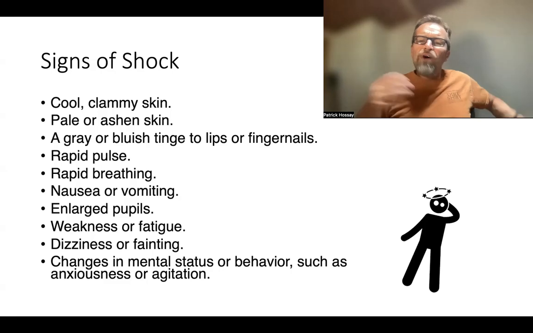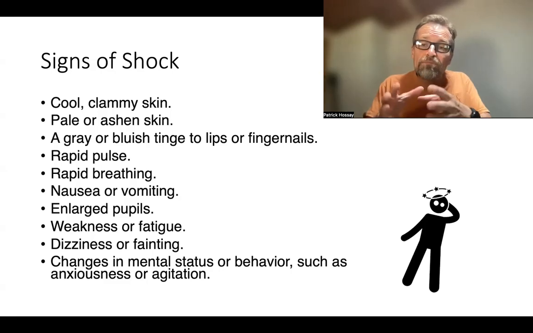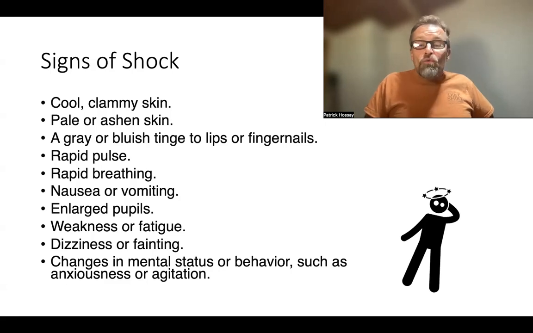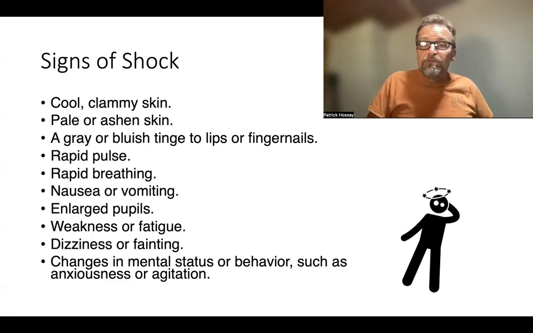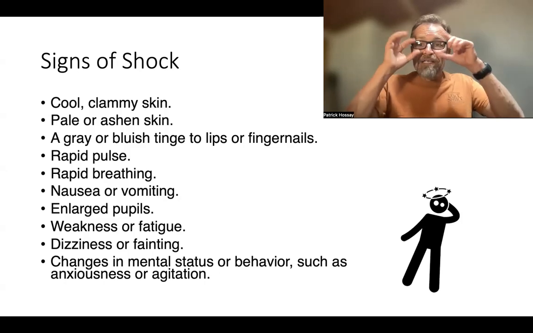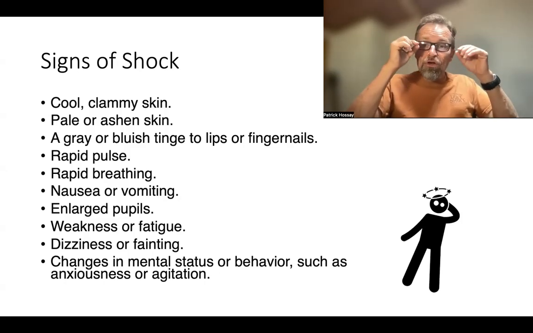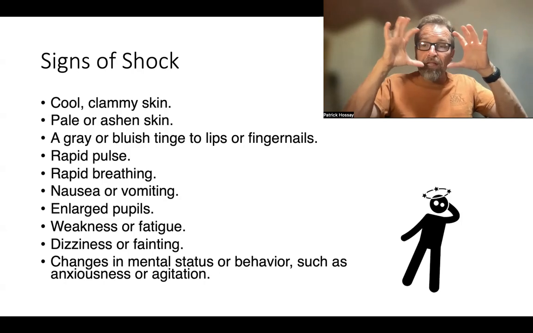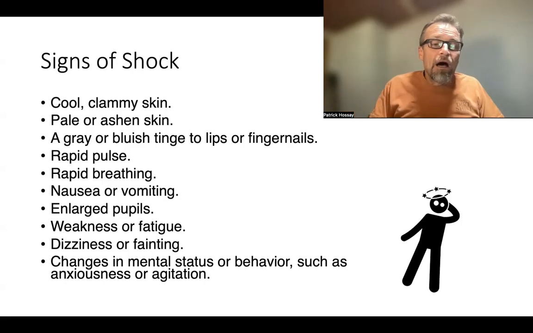Nausea and vomiting. Why nausea and vomiting? They have inadequate blood flow. So that means they have inadequate blood flow to their gastrointestinal system, which means their gastrointestinal system isn't functioning properly. And so they get nausea and vomiting. This is not good because vomiting is actually going to intensify the lack of fluid, which is going to intensify the shock potentially. Enlarged pupils. So their pupils are dilated. That's the term. So you look at their eyes and they're wide open like it's nighttime, but it's daytime.